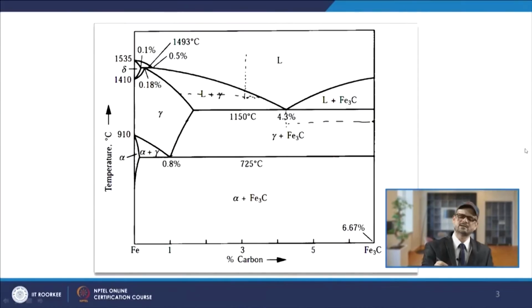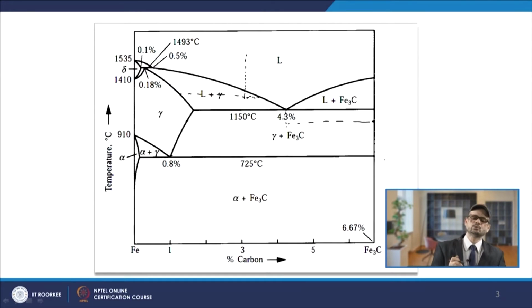So, basically you can make out at which composition how much gamma will be there, and how much Fe3C will be there. Then further if you come down, the gamma will again change to alpha plus Fe3C, and on this side you will have Fe3C. So, you can have an idea of the different phases formed.